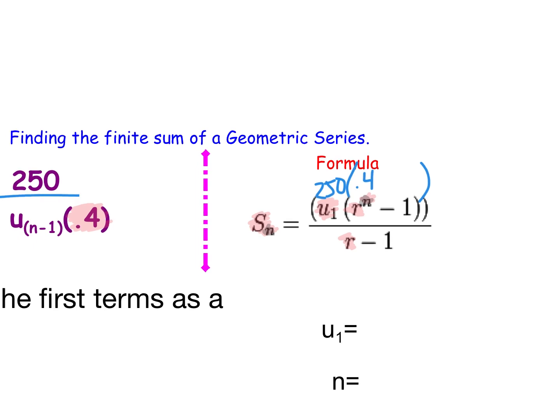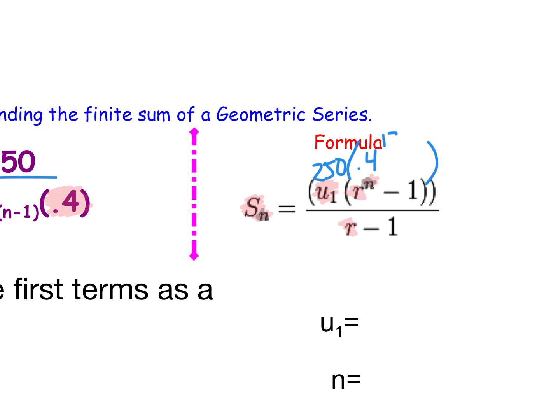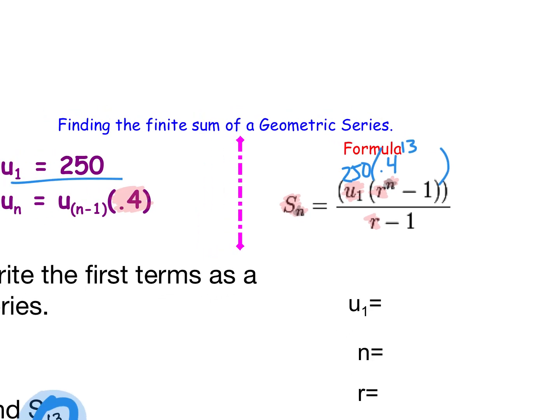Iris, what's the N in this case? 13. Yep, the number of numbers. It's 13. And minus 1, anybody can do that. And then R minus 1 on the bottom.